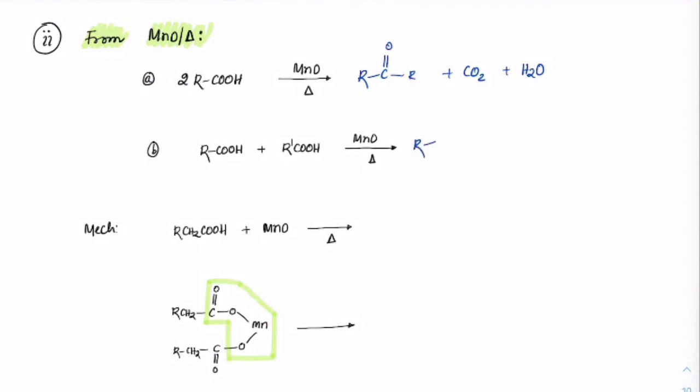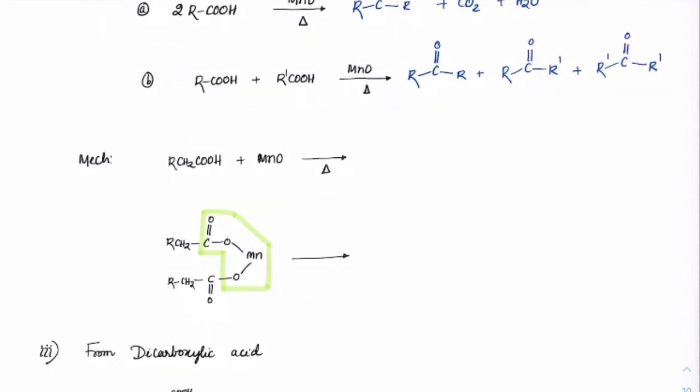So we'll get this also as R C double bond O R, plus R C double bond O R dash, plus R dash C double bond O R dash. So 3 products.